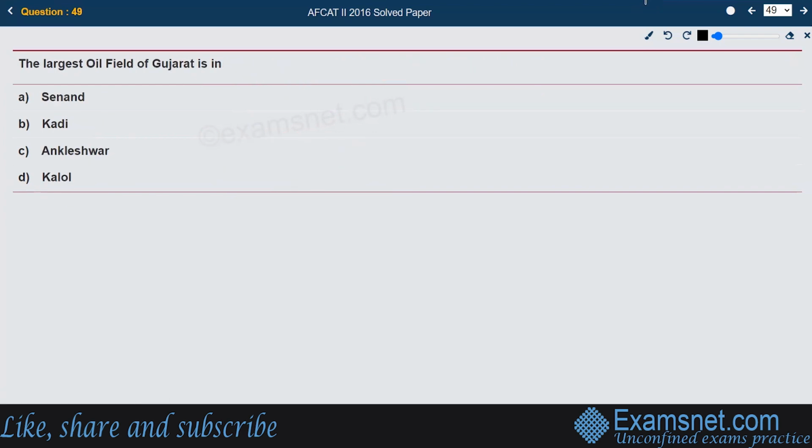Next, the largest oil field of Gujarat is in? The options given are Sinand, Kadi, Ankleshwar, and Kalol. The right answer is option C, Ankleshwar. The largest oil field of Gujarat is Ankleshwar. Oil at this field is available at depths varying from 1000 to 1200 meters.